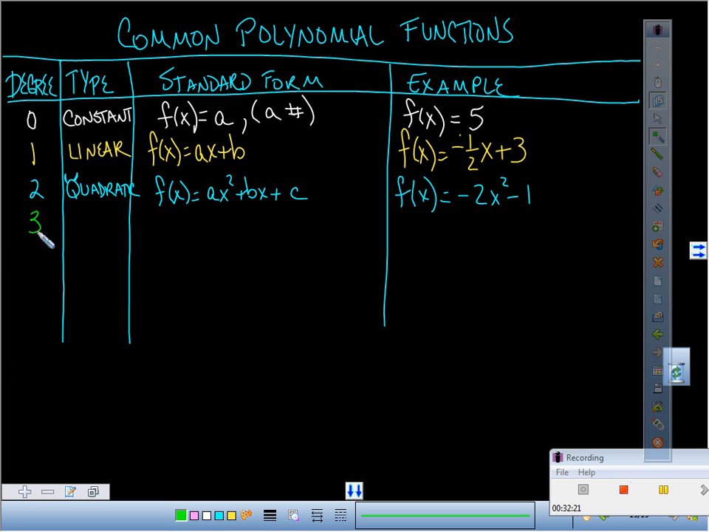3. This is a third degree polynomial. Now look, if I said x raised to the third power, you would say x cubed. This is called a cubic. A cubic polynomial. It's going to be f of x is equal to, you ought to be seeing the pattern by now, guys, ax to the third plus bx squared plus cx plus d.